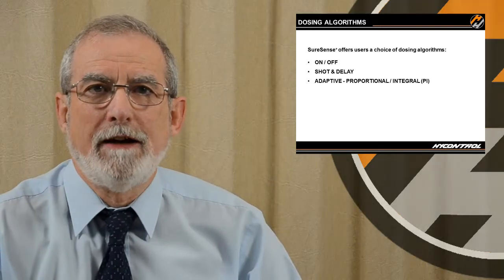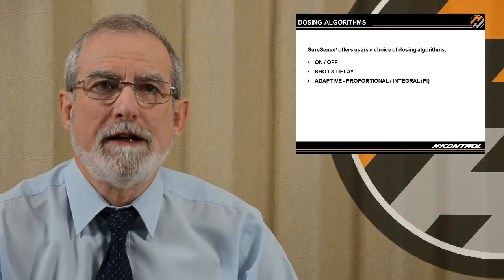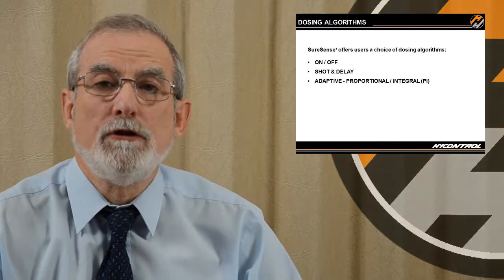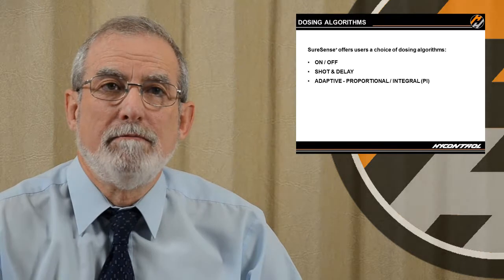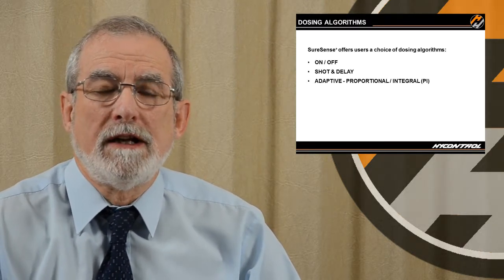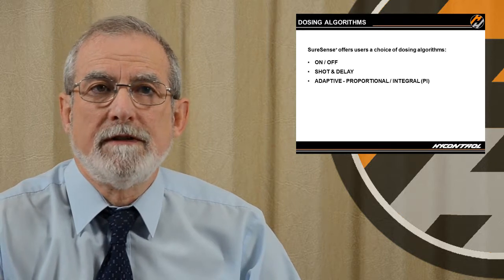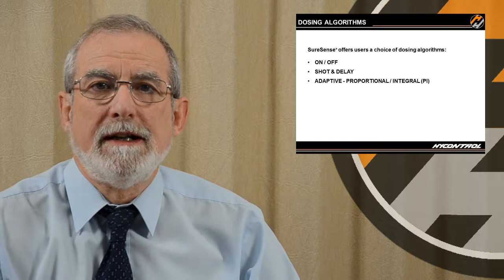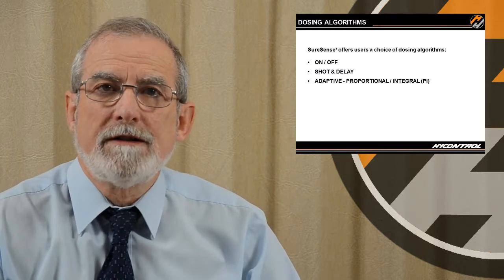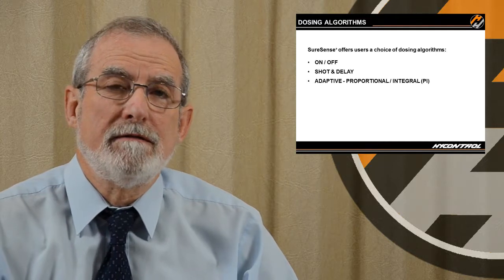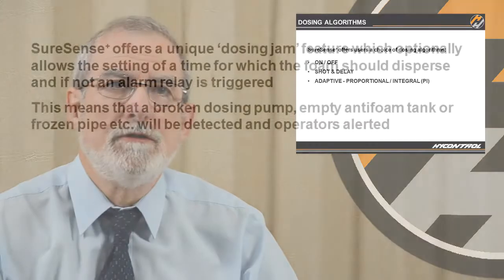So those are the three algorithms. We have the on-off, the shot and delay, and the PI control. And you can choose whichever one is most useful for what you want to do. The shot and delay is effective. It's simple to understand. The PI control is more advanced, takes a bit more setting up, but gives you better control in the end, and you can choose.